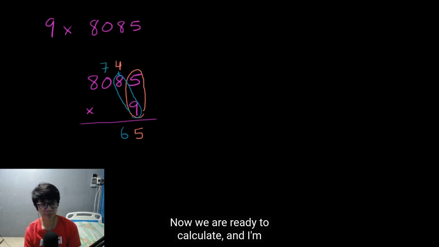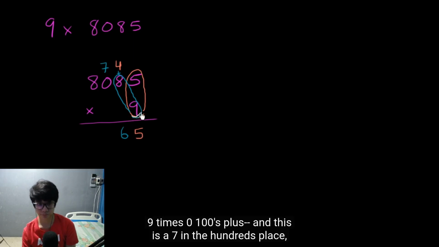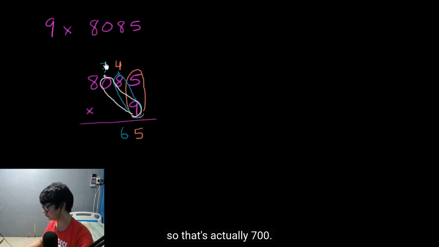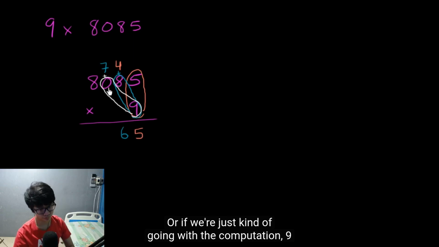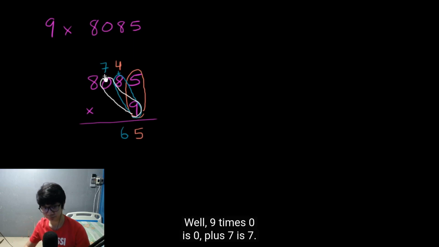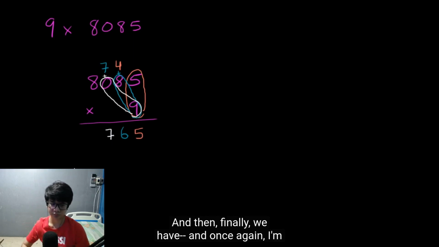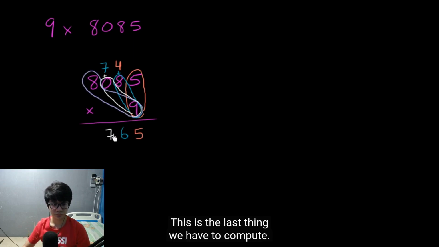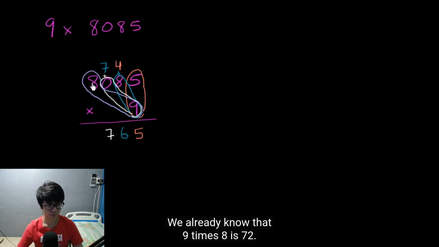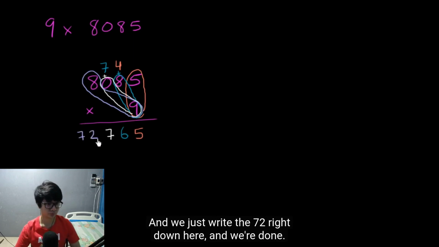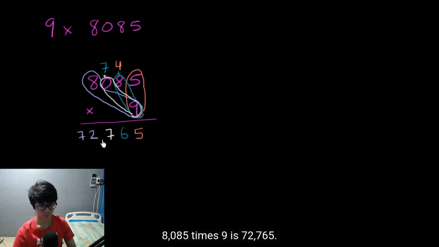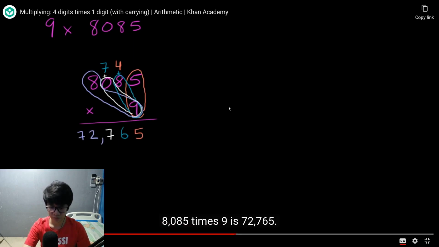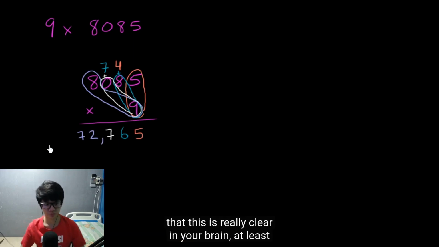Now we are ready to calculate 9 times 0 hundreds plus, and this is a 7 in the hundreds place, so that's actually 700, or if we're just going with the computation, 9 times 0 plus 7. Well, 9 times 0 is 0, plus 7 is 7. And then finally, we have 9 times 8, this is the last thing we have to compute. We already know that 9 times 8 is 72, and we just write the 72 right down here. And we're done. 8,085 times 9 is 72,765.